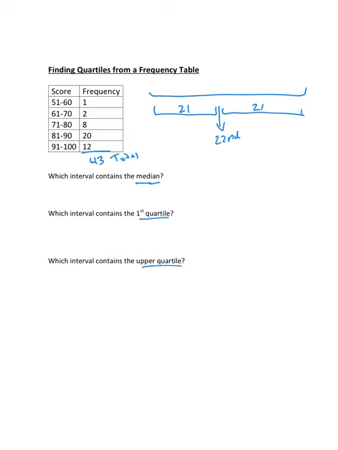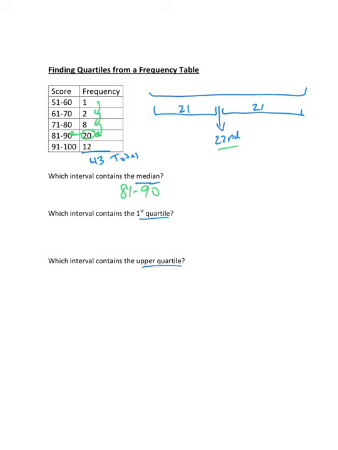So what you do is you go to the frequency column and you add the frequencies until you find where the 22nd person is. And you can add the frequencies from either end. So if I start at the bottom end, 1 plus 2 is 3. That's 3 people. 3 plus 8 is 11. There's the first 11 people. And then 11 plus 20 is going to take me over 22. So the 22nd person is somewhere in this group of 20 people who scored between 81 and 90. So the interval that contains the median is 81 to 90.